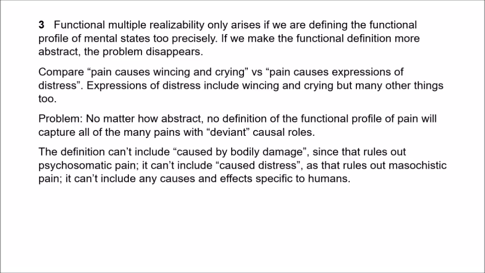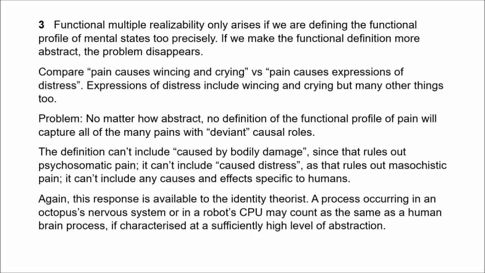So yeah, I think that's a bit of a problem with this response. And again, I should note that this response is available to the identity theorist. Lawrence Shapiro, in his article Multiple Realizations, points out that a human brain and a robot brain, or a robot CPU perhaps, may be different in various respects, but they might share the same physical structure if that structure is more abstractly specified.